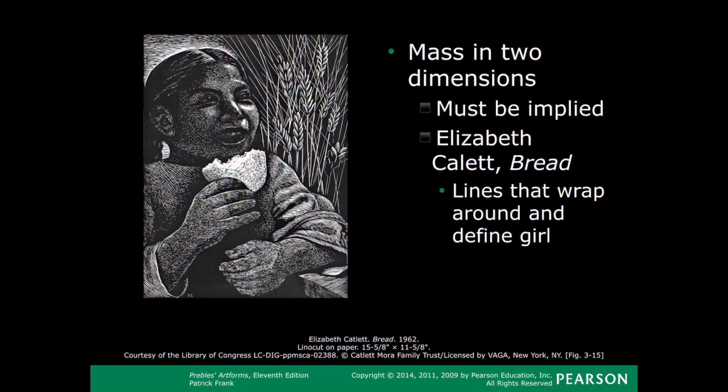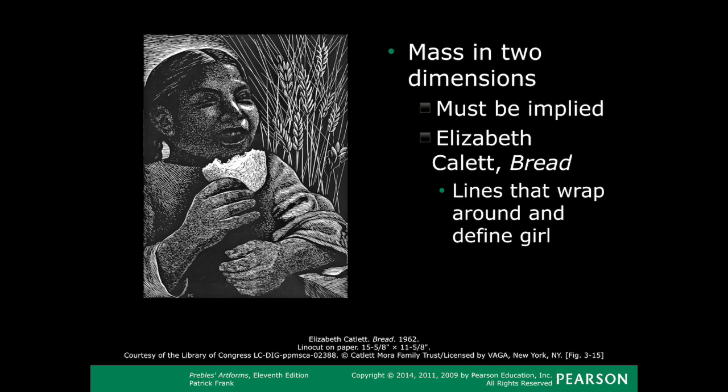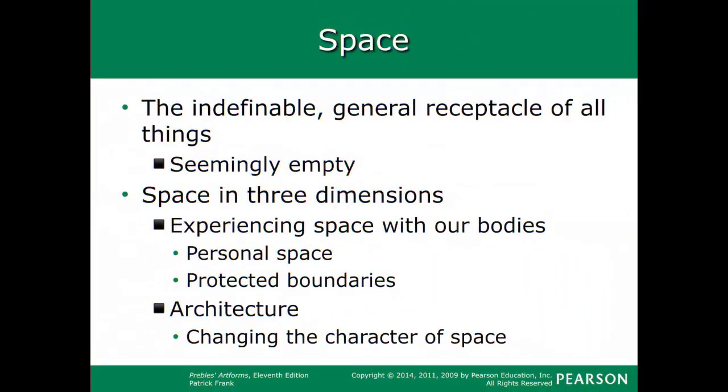And when it comes to mass, it doesn't always have to deal with three-dimensional works. We can see mass being portrayed in two-dimensional works such as this. And this is by Elizabeth Catlett. The work is called Bread, made in 1962. And the artist creates mass using lines and dots, actually. So even though we are looking at a two-dimensional surface where the plane is actually flat, the artist finds a way to create mass using these types of techniques.